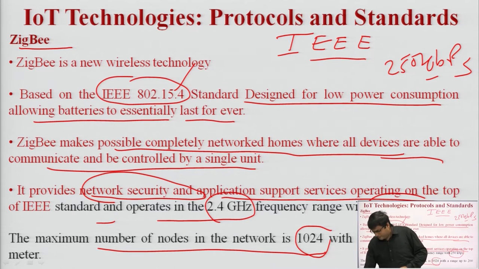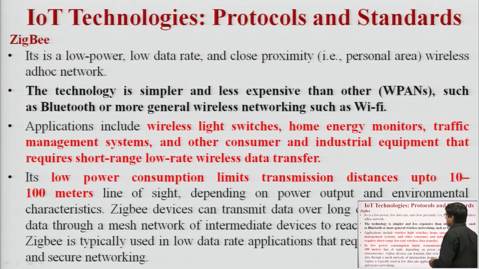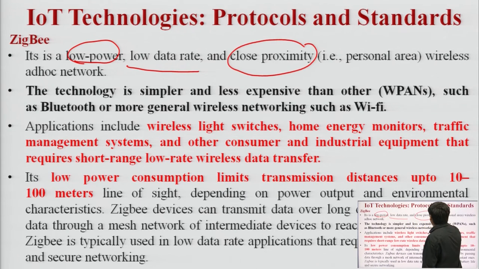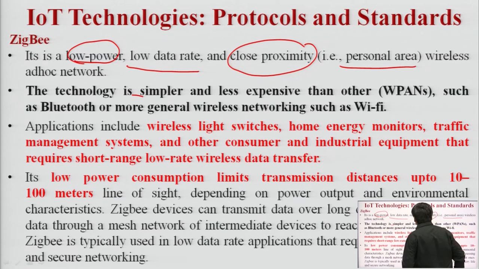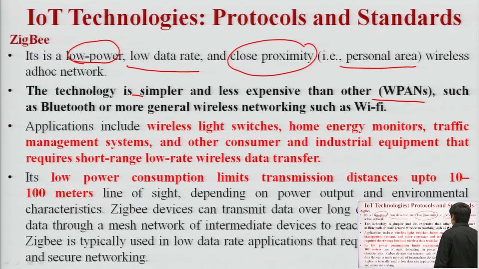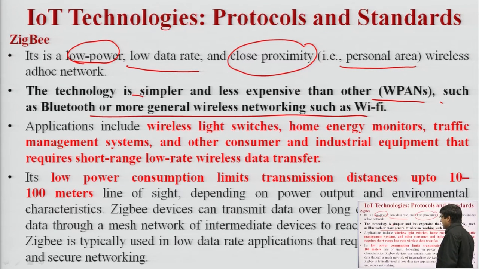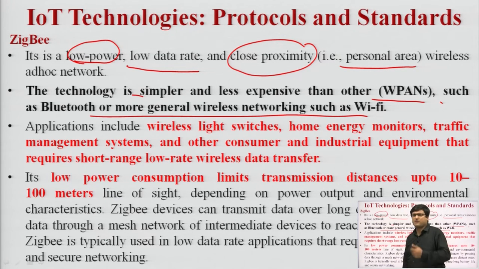So, we will look more into Zigbee. It is low power, as we have talked about. It has a low data rate as compared to other available wireless technologies and is used in close proximity, that is, personal area wireless ad hoc networks. The technology is simple. If we are using Zigbee based devices, the technology is much simpler and less expensive than other technologies like WPAN. WPAN needs a lot of nodes to implement our system, such as Bluetooth or a more general wireless network such as Wi-Fi. So, it has low power consumption and is used in close proximity, but it has a low data rate as compared to other technologies.